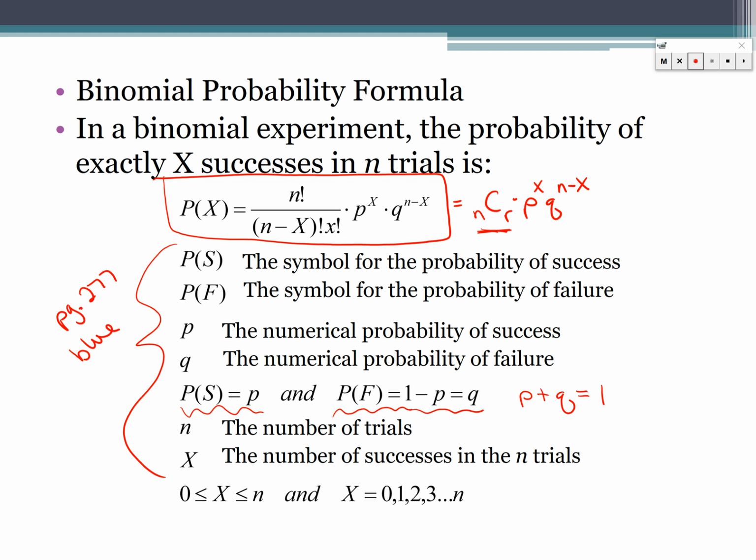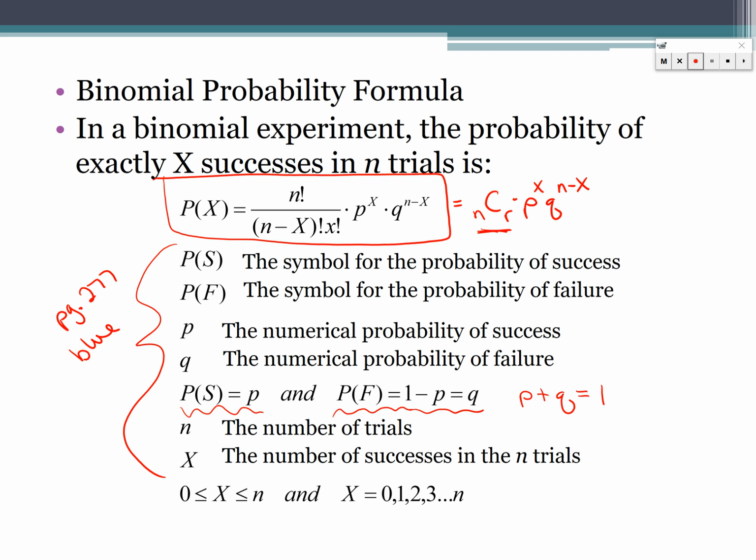Remember, all the probabilities in our sample space added together need to equal 1. So I only have two options, success or failure. So when I add those probabilities together, they need to equal 1. If they don't, you're missing something somewhere along the way.